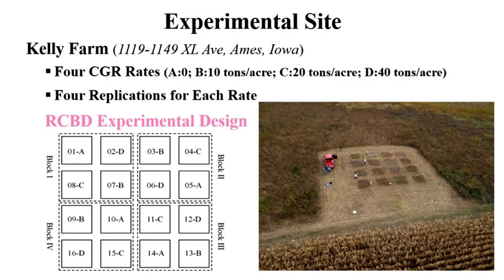And this picture shows the map of the Cady Farm. We can see there are 16 plots in this picture. Each plot is 2 meters by 2 meters, and the buffer area between the plots is 2 meters. Here we mowed the area so you can see the 16 plots obviously.